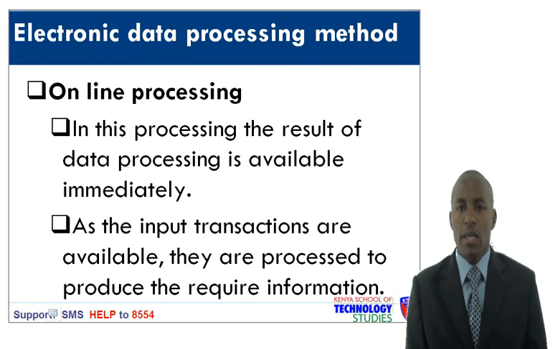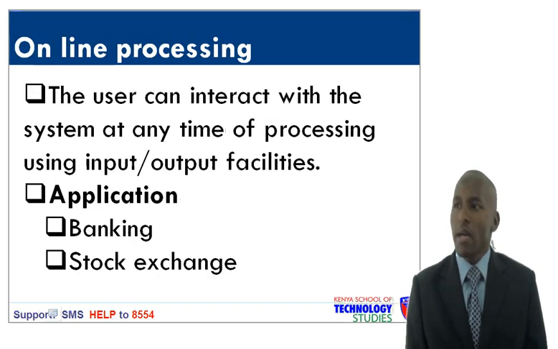Now let us look at electronic data processing methods. The first one is online processing. In this processing, the results of data processing are available immediately. As the input transactions are available, they are processed to produce the required information. The user can interact with the system at any time of processing using input/output facilities.